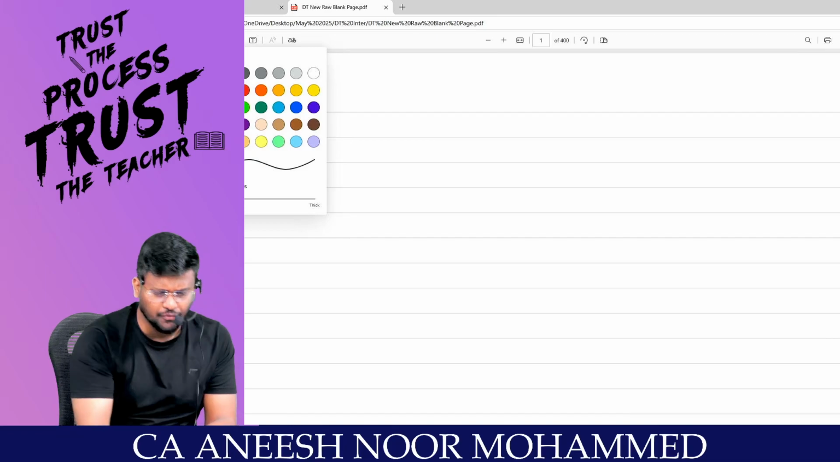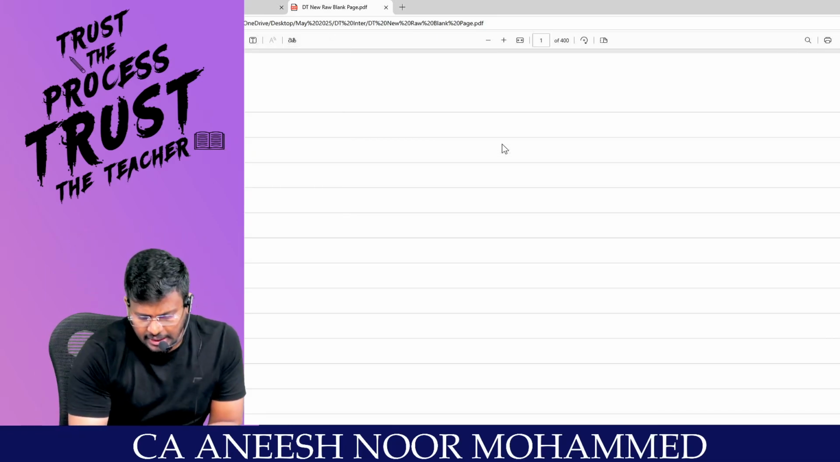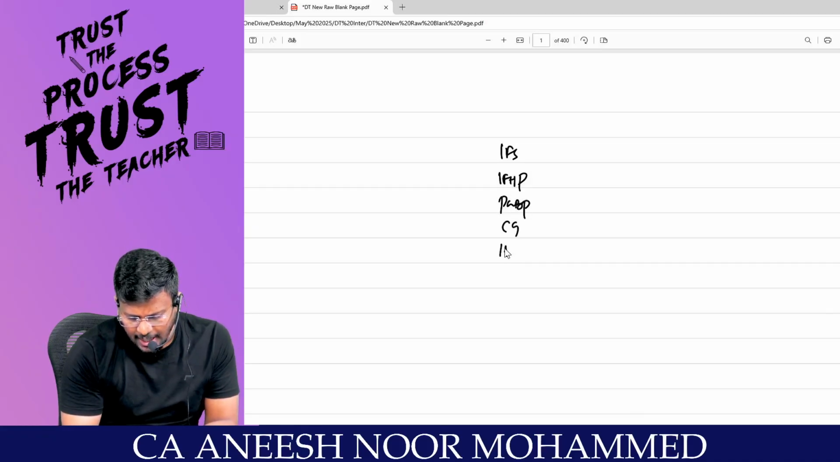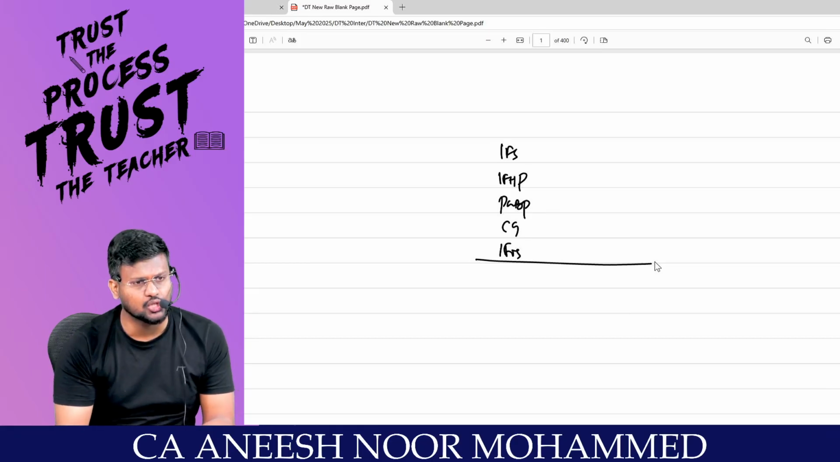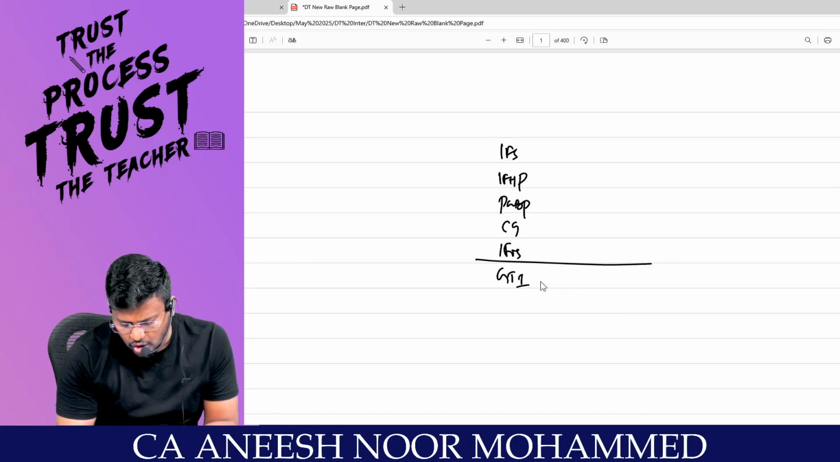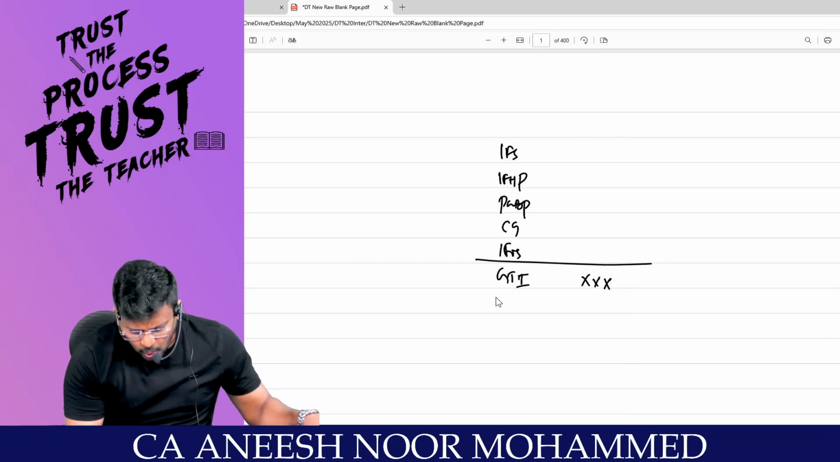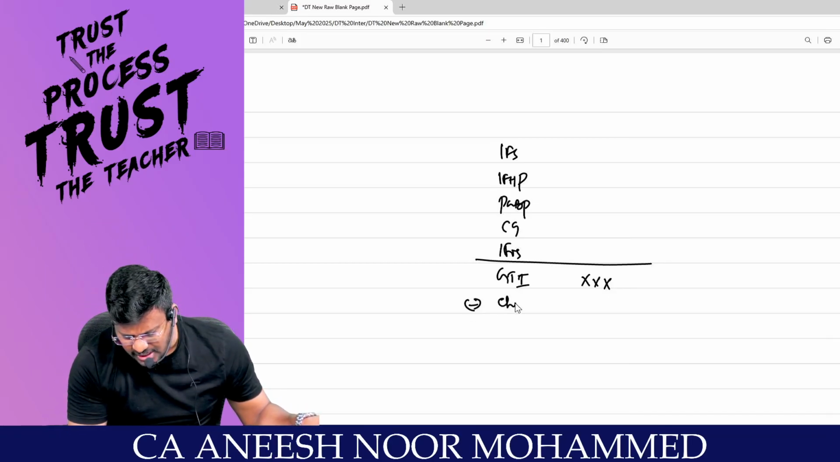What are the 5 heads of income? Tell me. Income from salary, income from house property, profits and gains of business or profession, capital gain and income from other sources. You will be getting gross total income. From this gross total income, you have to reduce the chapter 6A deduction.